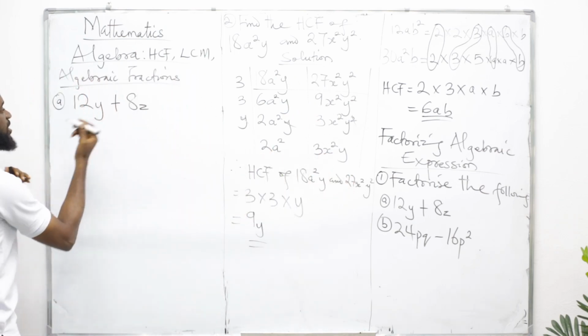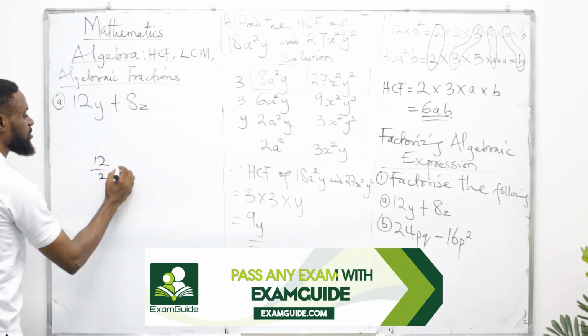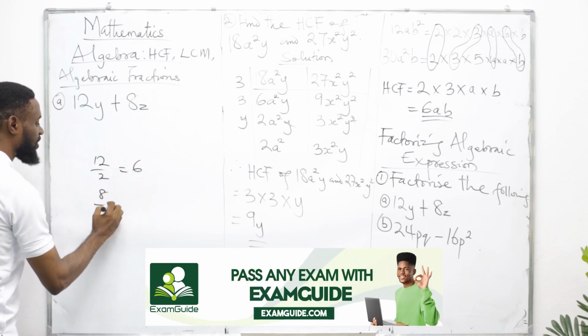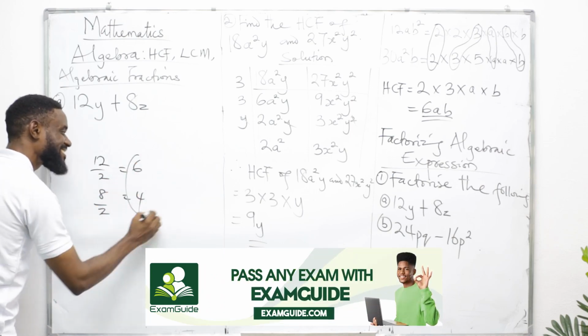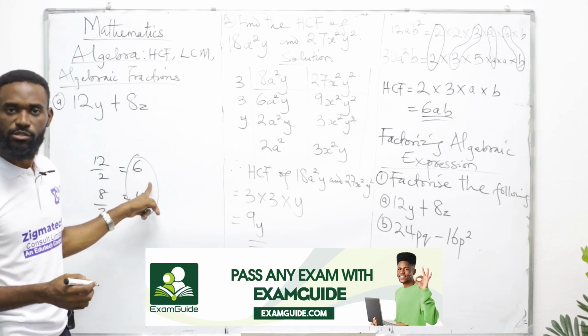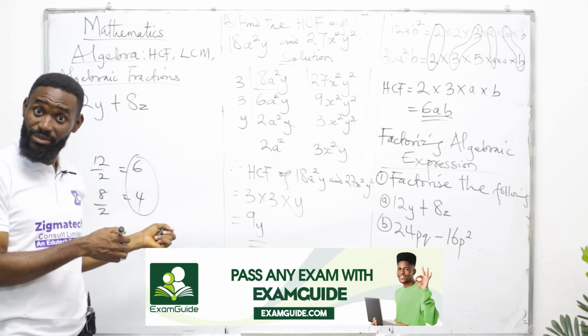For example, if we say 2, 12 over 2 is equal to 6, 8 over 2 is equal to 4. These things still have common factors. So we don't use 2. Do you understand me now?